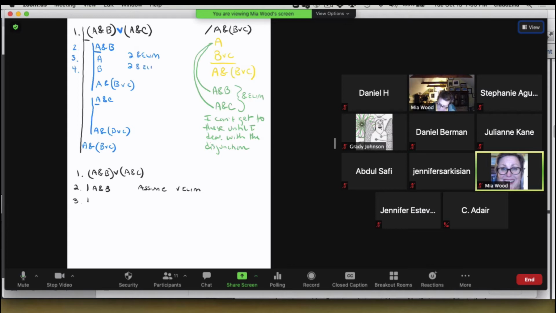Then I'm going to introduce the disjunction that I need, so that I've got the sentence B and C. Remember we said this was the plan, right? So now from line four, I'm introducing the disjunction sentence.